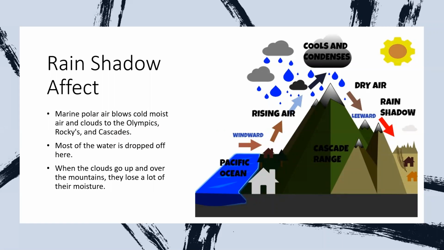Another big part of Kamiak Butte's climate is the rain shadow. The way it works is marine polar air blows cold, moist air and clouds to the Olympics, Rockies, and Cascades. Then, when the clouds rise over the Cascade Mountains, the clouds will cool and condense, losing a lot of their moisture. From these clouds is the way that Kamiak Butte and the Palouse gets its rain, but when compared to the west side, it's nothing.